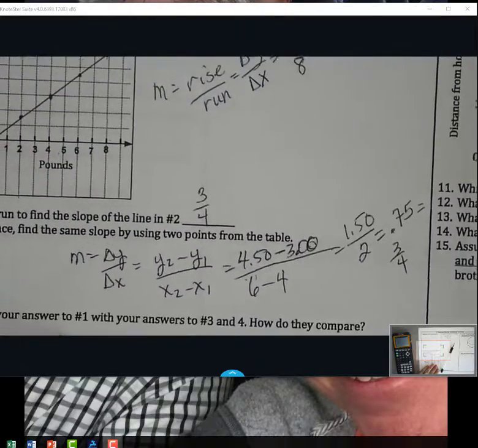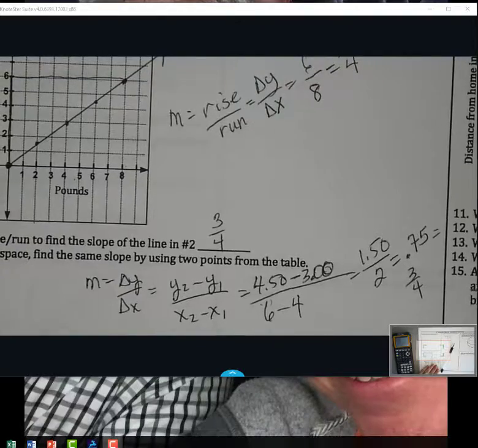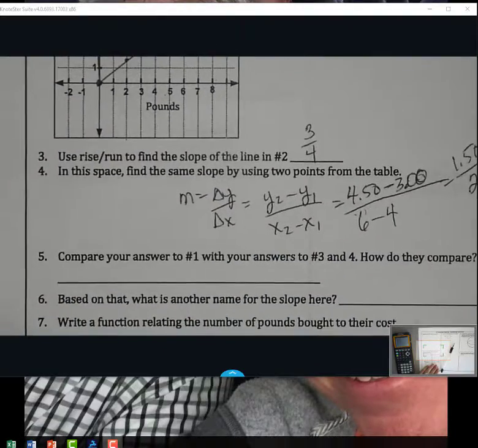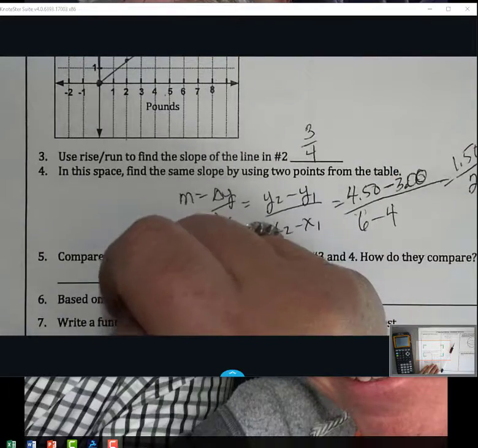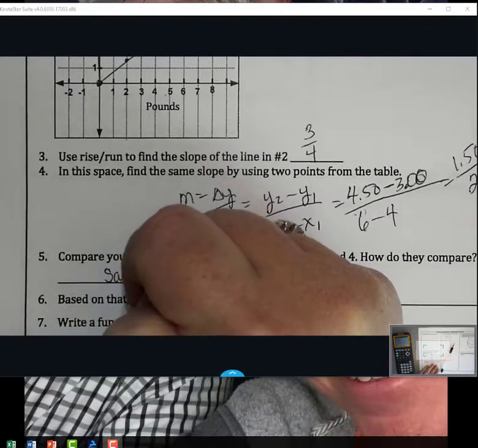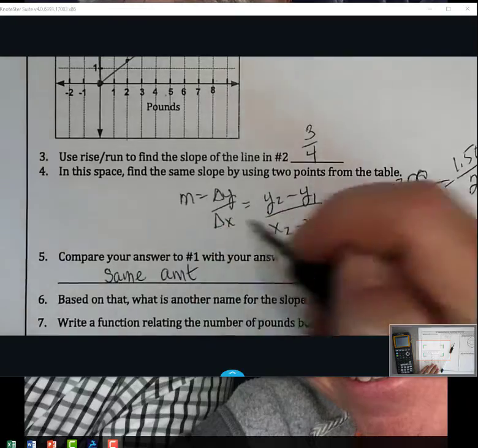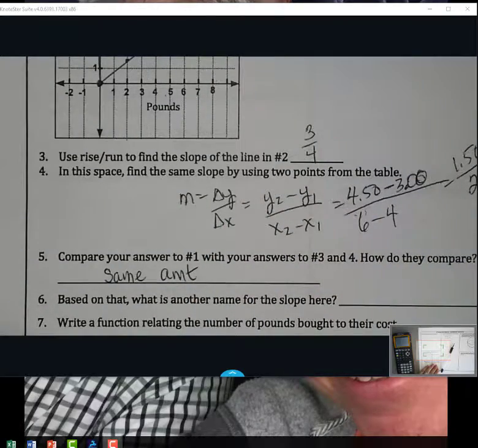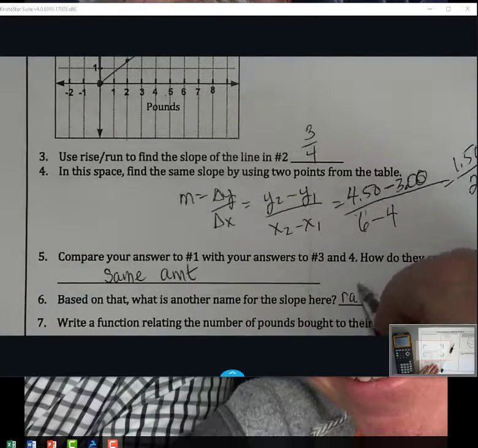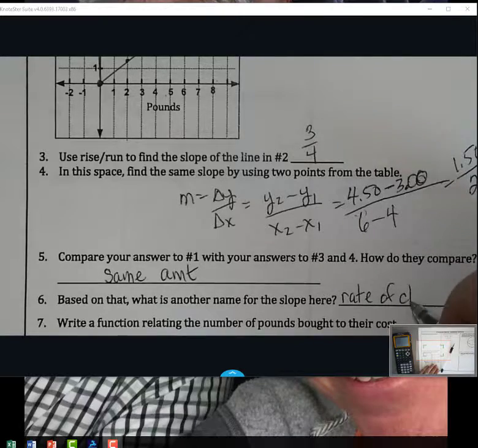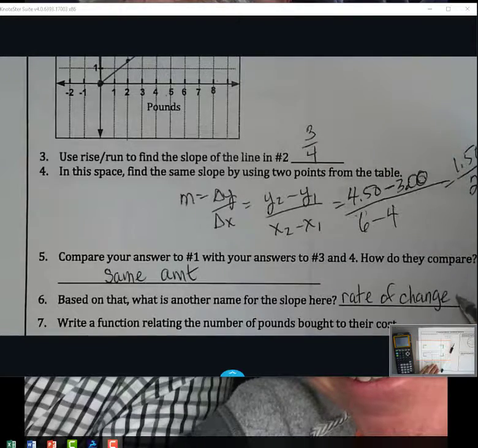Compare your answer from number 1 to your answers in 3 and 4. How do they compare? That's question number 5. They're the same. One is written as a fraction, the other one is written as a decimal, but they're the same. Another name for the slope is the rate of change. Or, since it's a word problem, we could say the cost per pound.